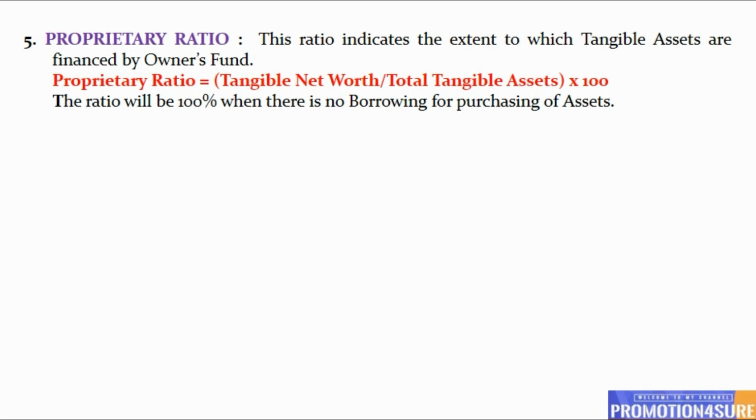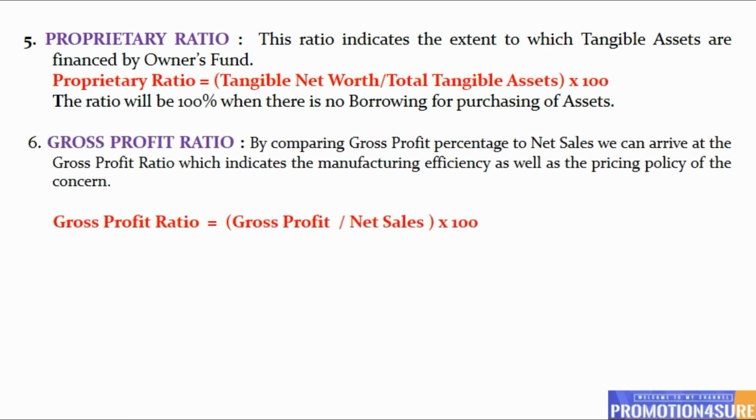Proprietary ratio: this ratio indicates the extent to which tangible assets are financed by owner's funds. So proprietary ratio is equal to tangible net worth divided by total tangible assets into 100. The ratio will be 100% when there is no borrowing for purchasing of assets. Gross profit ratio: by comparing gross profit to net sales, we can arrive at the gross profit ratio, which indicates the manufacturing efficiency as well as the pricing policy of the concern.